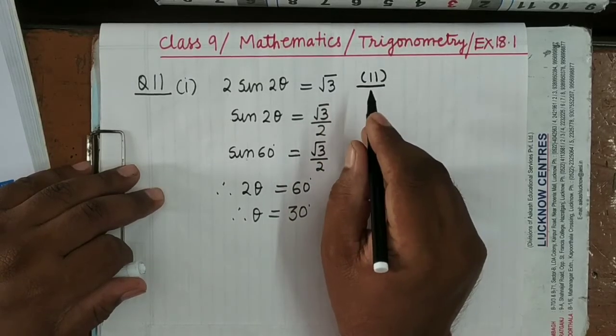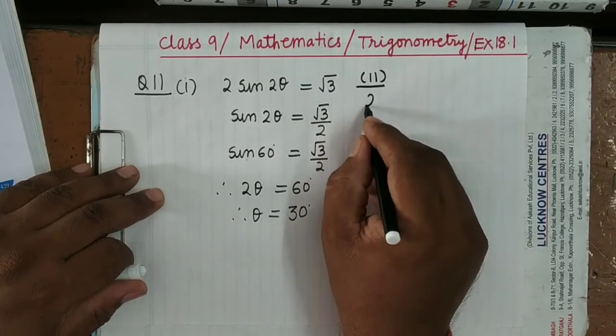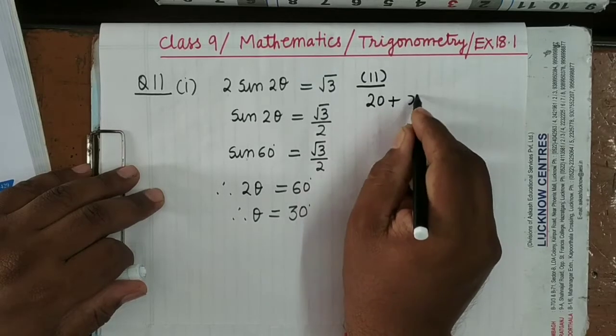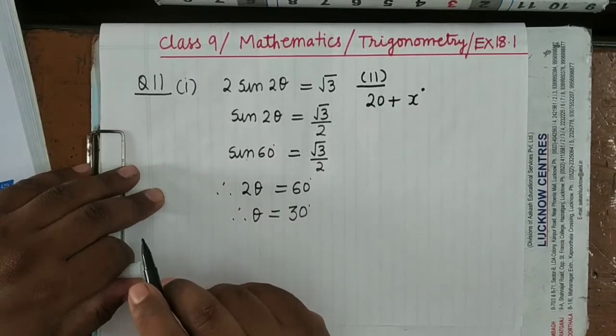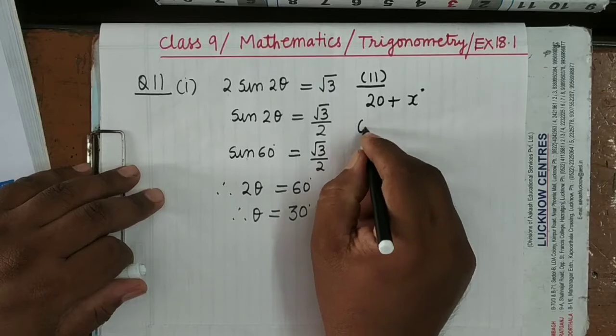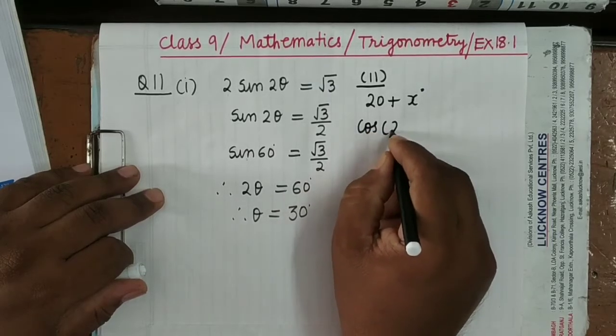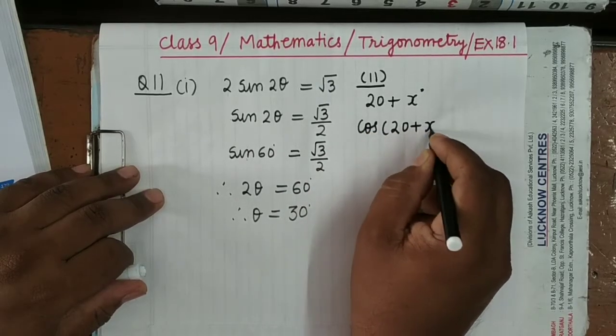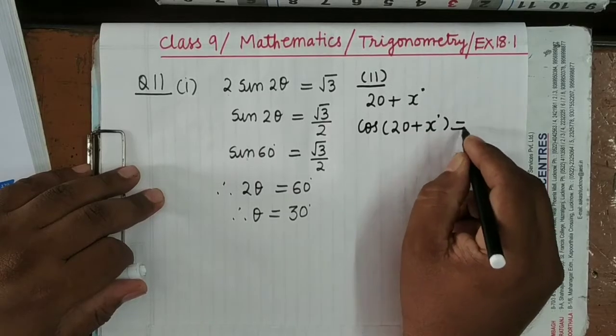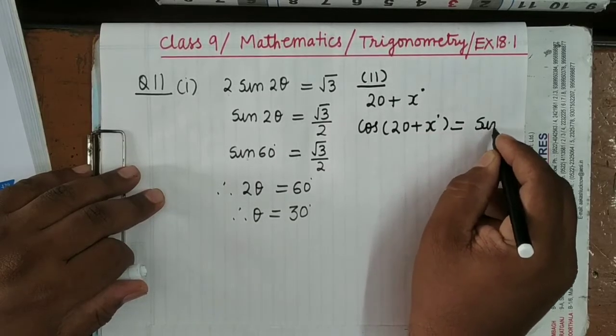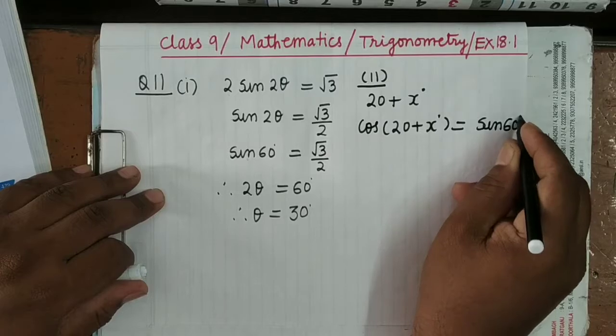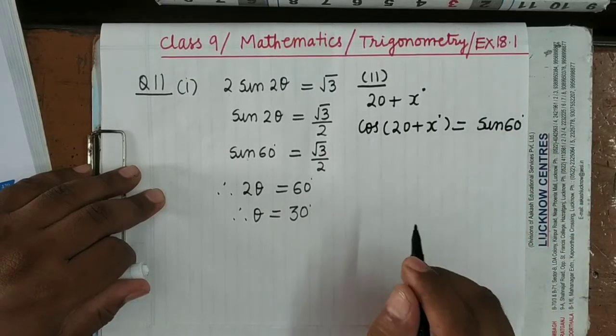Here it is given, if 20 plus x degree is an acute angle, it is an acute angle, and cos 20 plus x degree equals sine 60. You have to find the value of x.